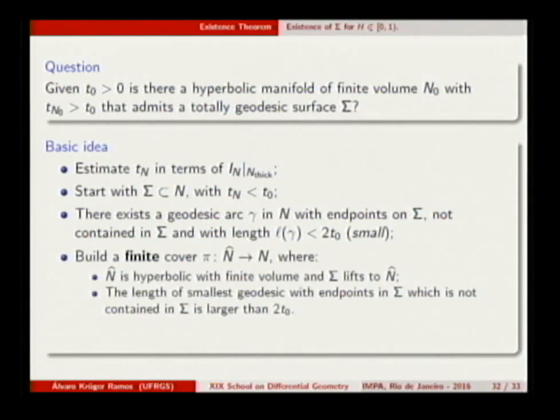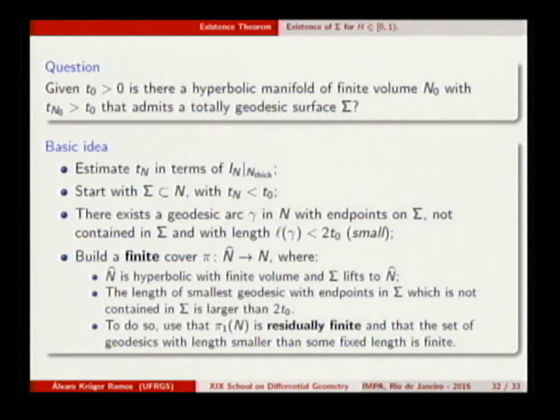Then you go to finite covers of N. Since it's a finite cover, N hat will have finite volume, but you do this cover in such a way that sigma lifts isometrically to N hat. And this is possible because the fundamental group of every hyperbolic manifold is residually finite, and you also try to open the small geodesics so there are no small loops in your finite cover. Then you can go a little farther and you do it a finite number of times until you reach t naught. So that's it, thank you.